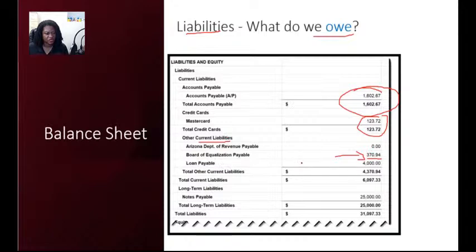And then there's a loan payable, which means that this $4,000 loan, since it's under current liabilities, is due within 1 year. For the $25,000, it's a note payable, and this note payable could be a note on the vehicle, or it could be a note on a loan that was given to the business. And again, with long-term liabilities, these are liabilities that will exceed a year or more.